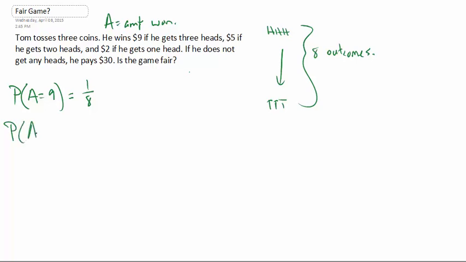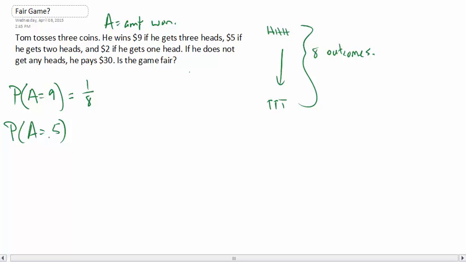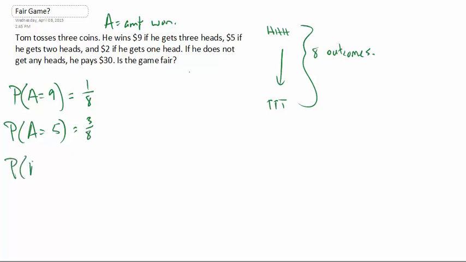What's the probability that A could be 5? 5 would be another value that A can take on. Well, there are 3 total outcomes with 2 heads, so our probability is 3/8. What's the probability that A is 2? And we find that this is also 3/8, and we might think we're done here.